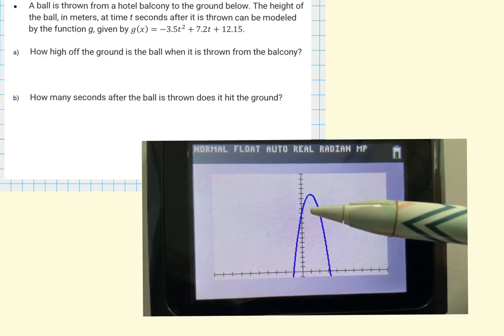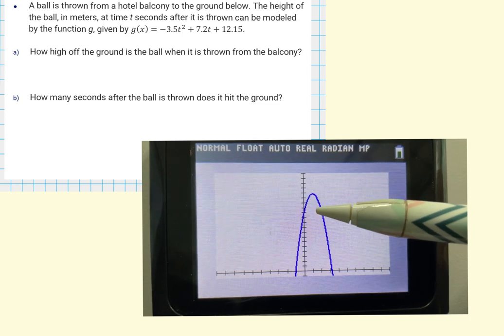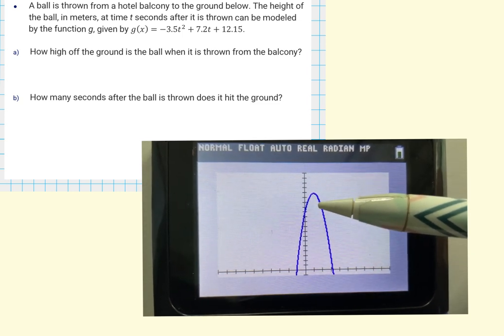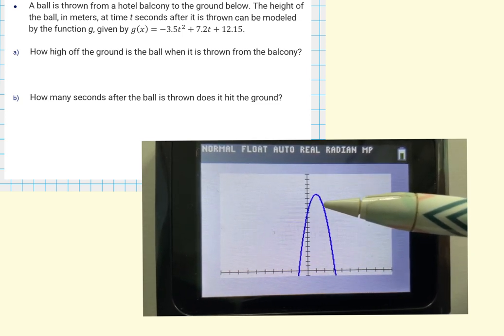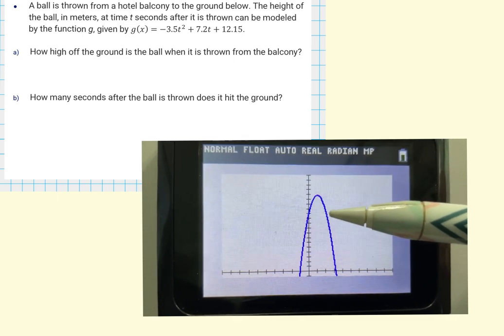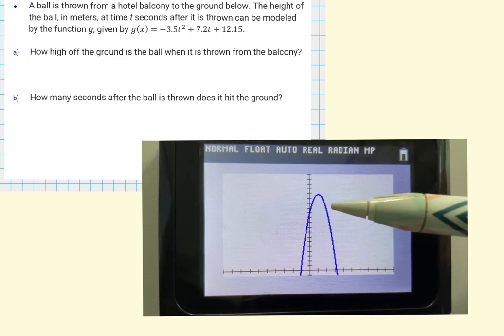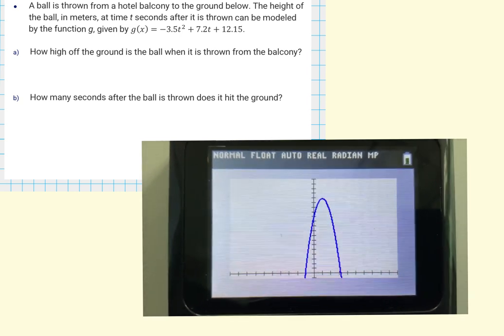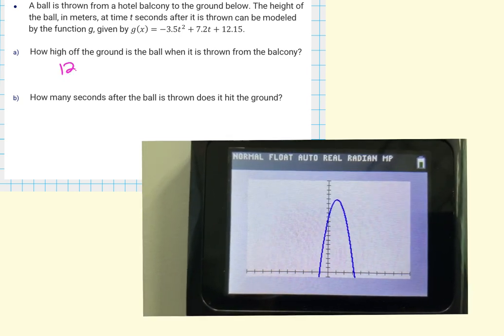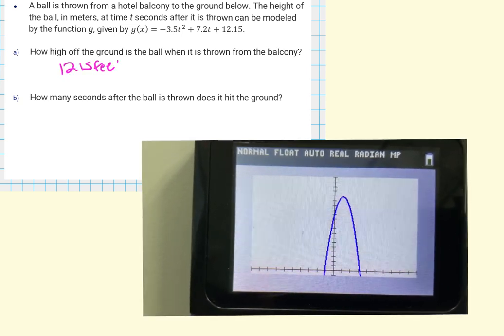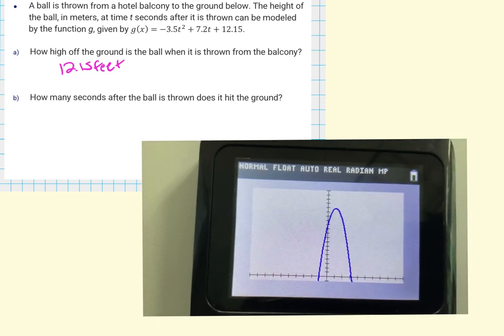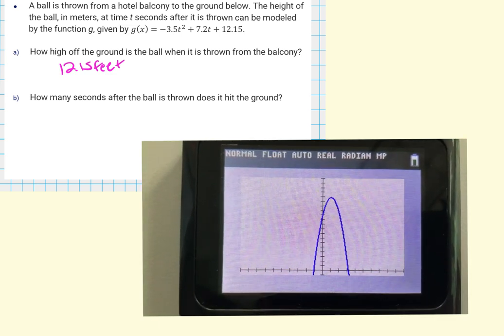So when it asks how high above the ground is the ball when it's thrown, what's the answer to that? 12.15. I didn't even need my graphing calculator to figure that out because that's the y-intercept, okay? So 12.15 is how high, and it'd be feet, how high off the ground the ball is thrown.